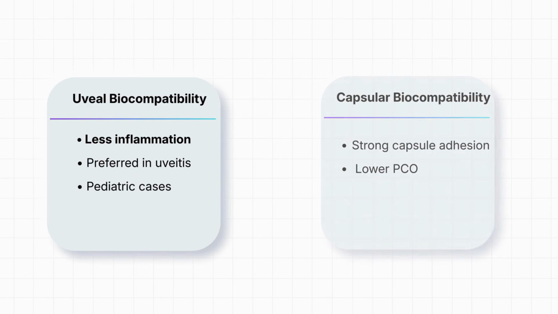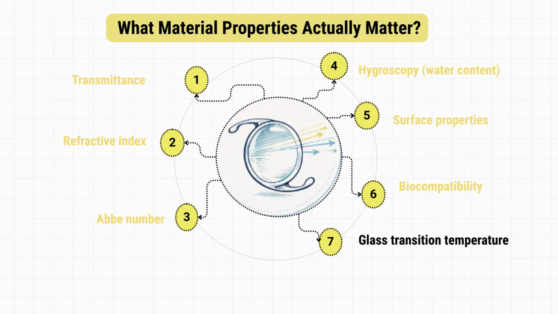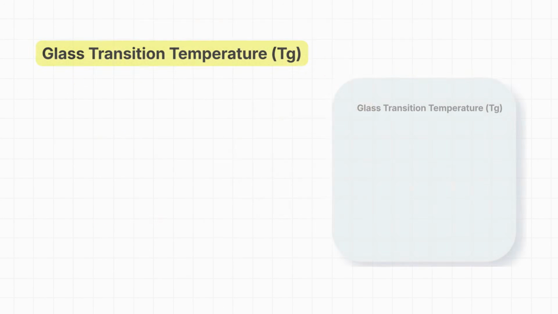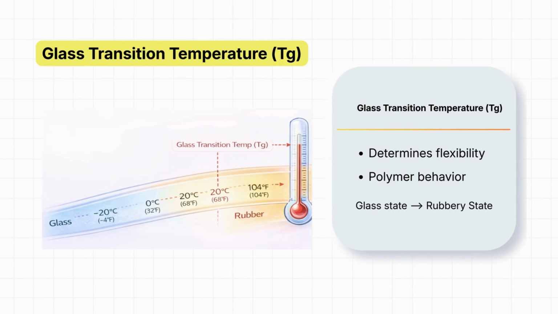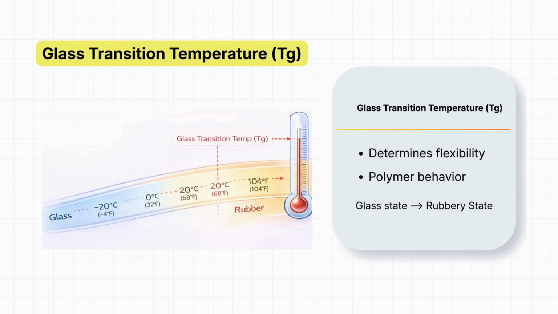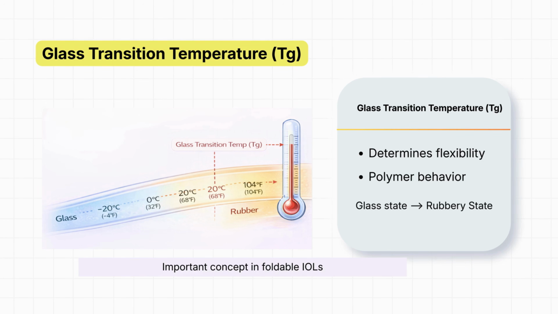They're coming from uvea. Then, if there is capsular biocompatibility, the chances of PCO will go down. Another property of the materials is the glass transition temperature, or the Tg. It is the temperature at which a polymer transitions from a rigid glass-like state to a soft rubbery state. This property is particularly relevant when we're talking about the foldable intraocular lenses because it determines how the lens will behave during loading, injection, and unfolding of the lens inside the eye.